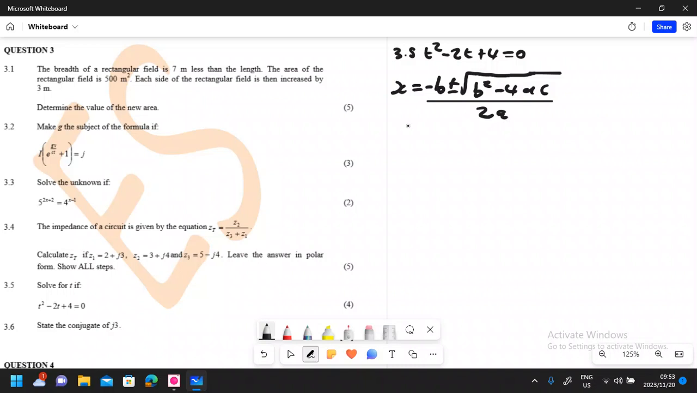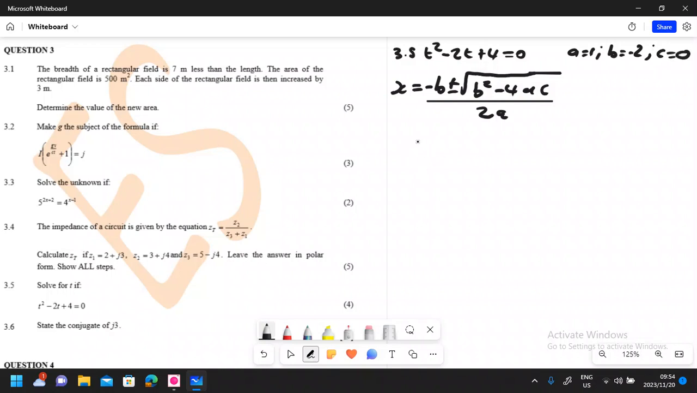2a. All right, so it's time for us to substitute, but before we substitute, let's just write our coefficients there. We have a, which is 1, the coefficient of t squared. We have b, which is negative 2, the coefficient of t to the power of 1. Let me just write it here. And then we have c, which is our constant.